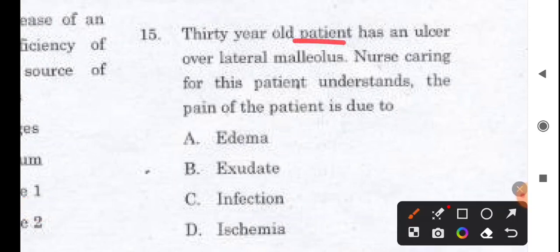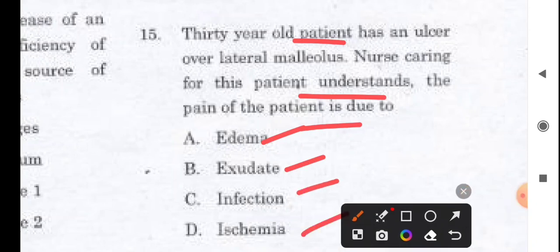A 30-year-old patient has an ulcer over the lateral malleolus. Nurse caring for this patient understands the pain of the patient is due to edema, exudate, infection, ischemia.